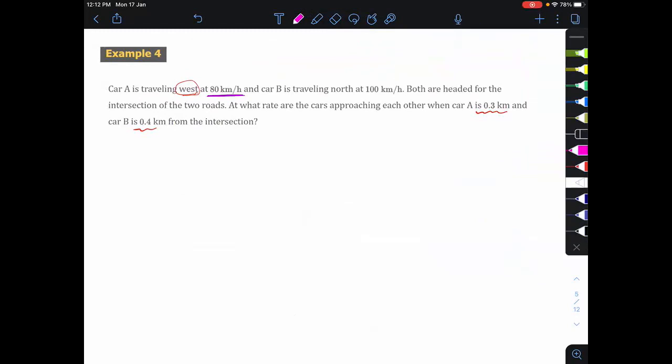You should read the question statement by statement, guys, and draw each statement. Car A is traveling west. So here is car A and it moves west like this, at 80 kilometers per hour. This distance is x, for example. So dx over dt equals 80 kilometers per hour. Then complete. Car B is traveling north at 100 kilometers per hour. North like this. Car B moving like this, north.